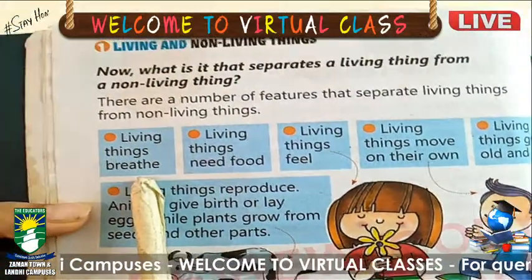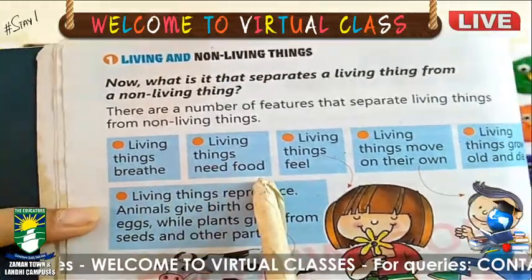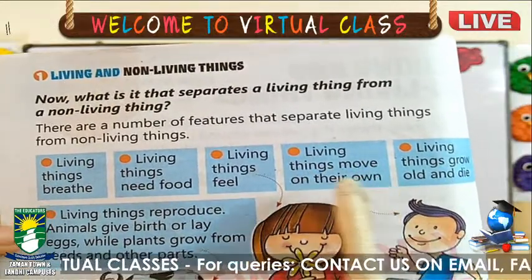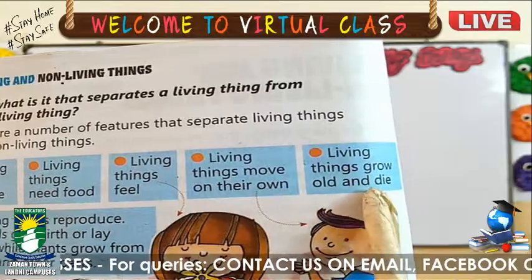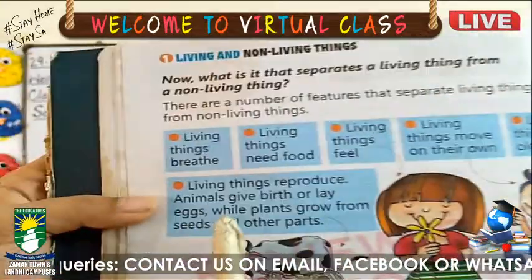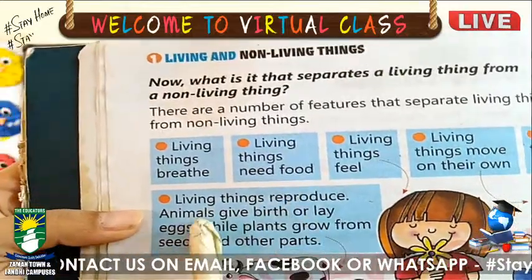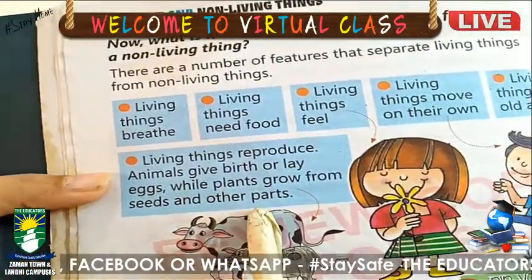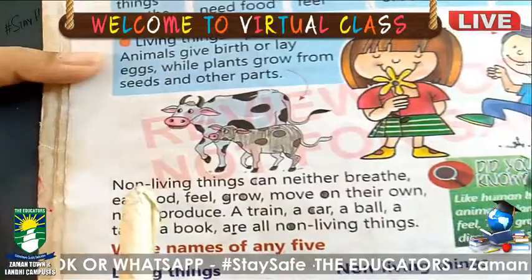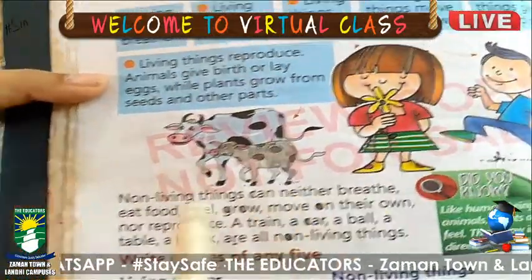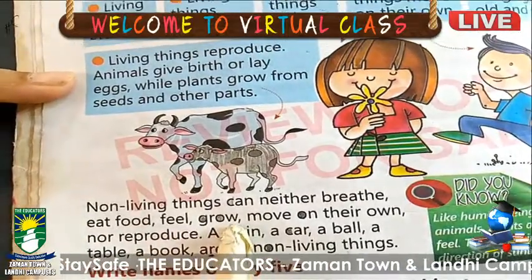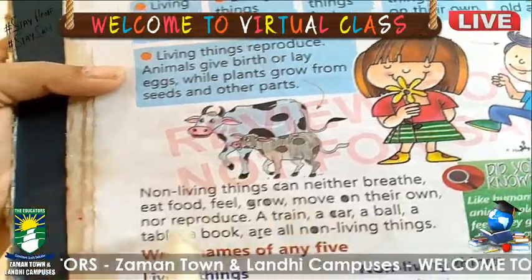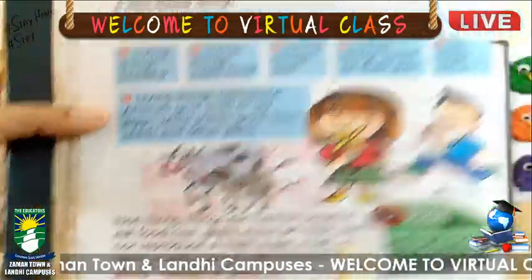Number 1, living things breathe. Number 2, living things need food. Number 3, living things feel. Number 4, living things move on their own. Number 5, living things grow old and die. And the last one, living things reproduce. Animals give birth or lay eggs while plants grow from seeds and other plants. Read this paragraph. Non-living things can neither breathe, eat food, feel, grow, move on their own, nor reproduce. A train, a car, a ball, a table, a book are all non-living things.